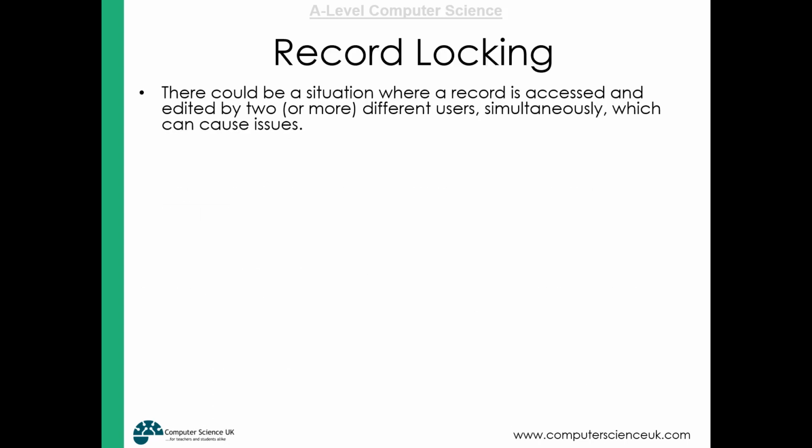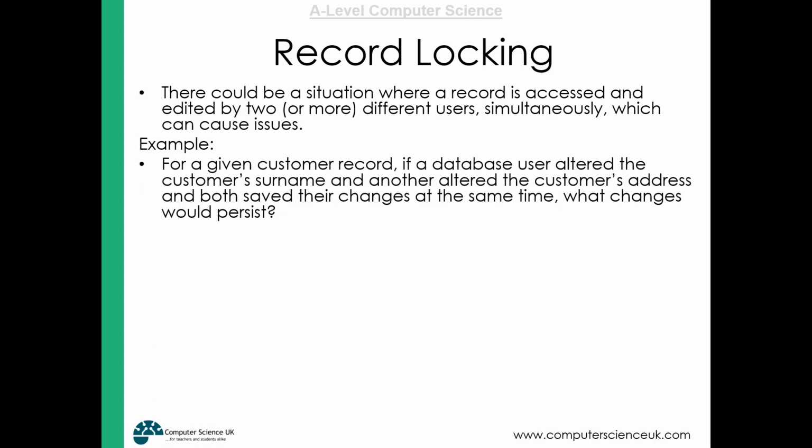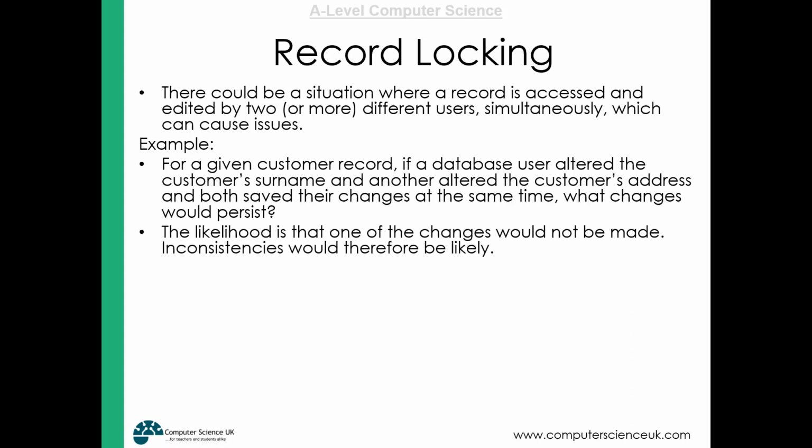Let's have a look at record locking very quickly. There could be a situation where a record is accessed and edited by two or more different users at the same time, which can cause issues. For example, for a given customer record, if a database user altered the customer's surname and another altered the customer's address and both saved their change at the same time, what changes are going to actually persist? Well, the likelihood is that one of the changes would not be made. Inconsistencies would therefore be likely.